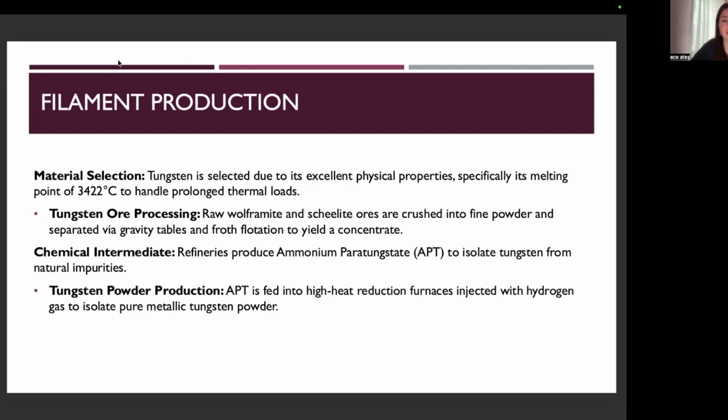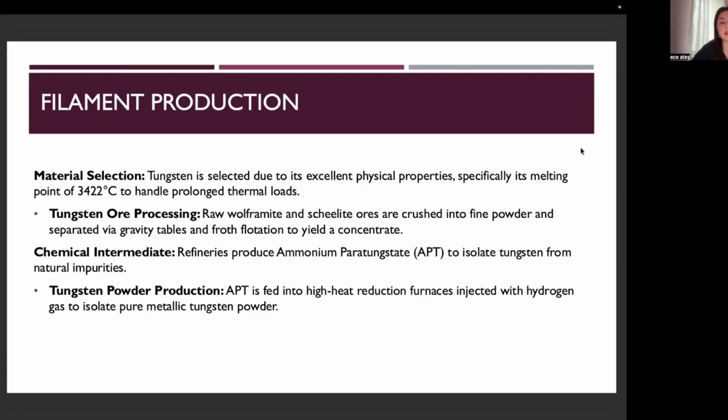In this section, I will explain the production of the tungsten filament, which is the component responsible for generating light inside an incandescent bulb. Tungsten is selected because of its excellent physical properties, especially its extremely high melting point of approximately 3422 degrees Celsius. This allows the filament to operate at very high temperatures without melting.